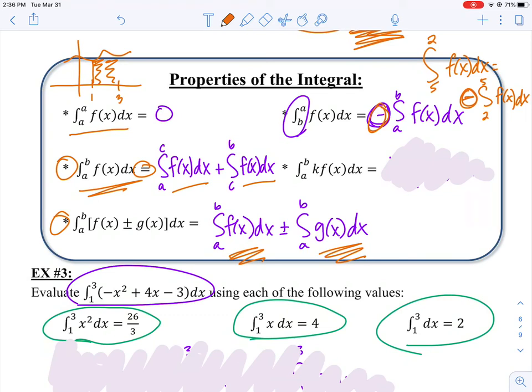Okay? All right, the next one says that if you have a constant, remember we can take that constant out, we can find the integral of the rest of it, and then just multiply it back by that constant. So a couple different properties of integrals that you need to know for a couple of the next examples.